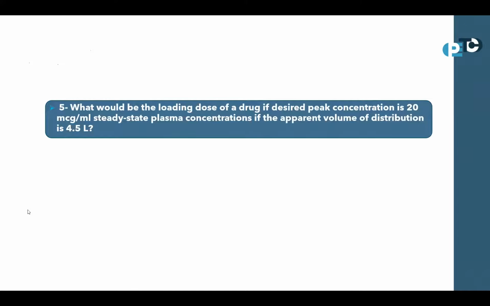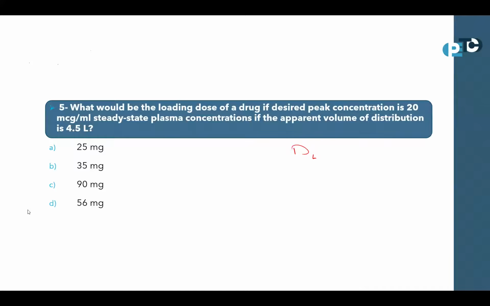The next question. What would be the loading dose for a drug if the desired peak concentration is 20 microgram per milliliter, steady state plasma concentration, if the apparent volume of distribution is 4.5 liter? Here we have a calculation problem. For the calculation problem, let us see how we can solve it. We need to know the loading dose.